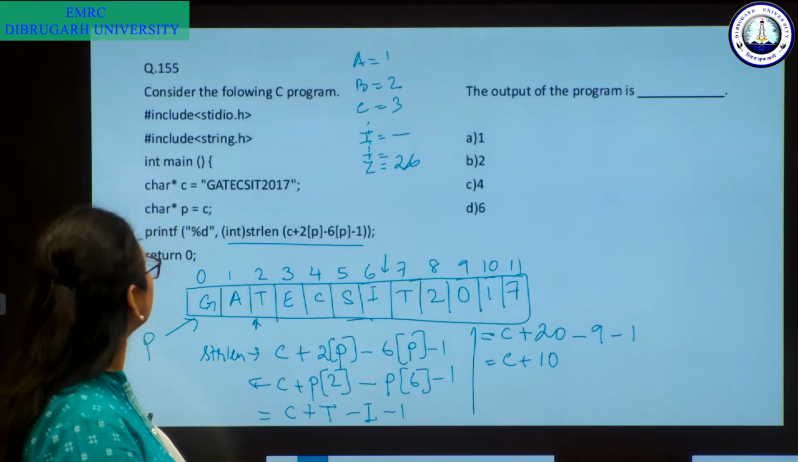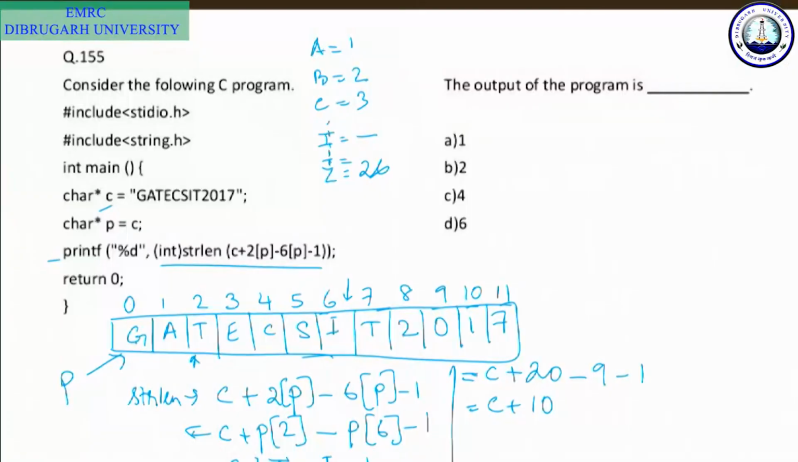Now what is C? C is the array, and it gives the value of the starting address of the array, that is the value of G. So what is the value of G in this list? When you search the value of G, it is actually G plus 10. The value of G is actually 7. So here you get G is equal to 7. So 7 plus 10 is equal to 17. Here we were asked the string length, and the string length is 1, 2. So your string length is 2. So this is all about the question.